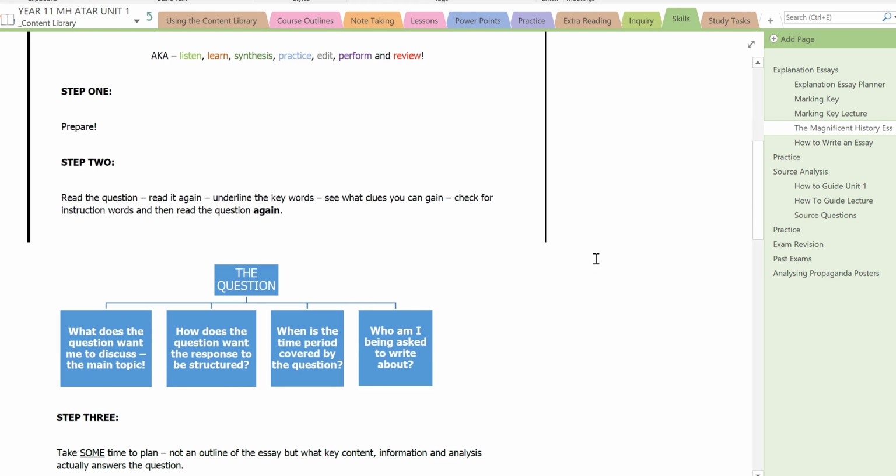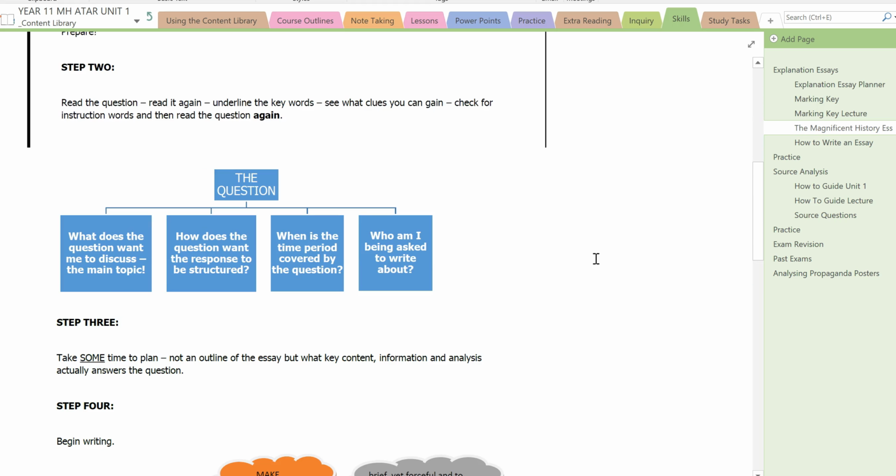Step 2, read the question, read it again, underline the keywords, see what clues you can gain, check for instruction words, and then read the question again. So it's really understanding what your essay or your question is asking you to do. Okay, what does it want me to discuss? How does it want it to be structured? What is the time period covered? And who am I being asked to write about?